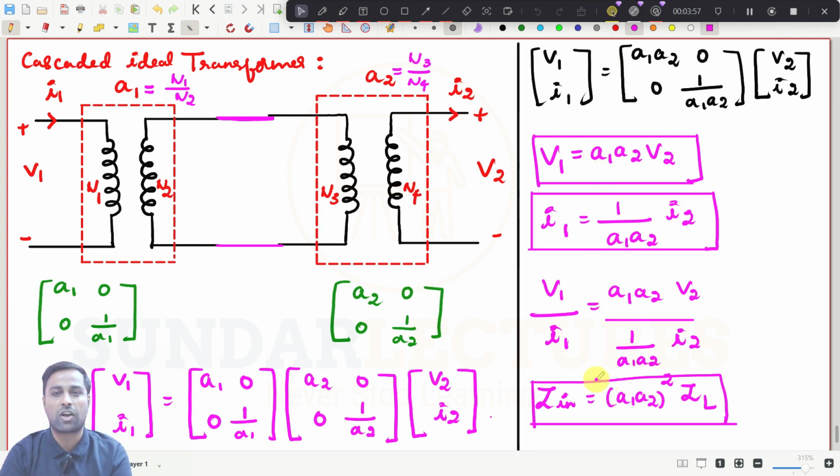Simply, we have got all the answers: what is V1, what is I1, and what is Z input also. We have got everything, right? So it is very simple now. You can put the values here. For example, if they have given you V1 and N1 and N2, and if they have given you the value of V2 and N3 and N4, you can easily find the value of V1 and V2. If they are asking you to find V2, and they have not given it, simply V2 is V1 divided by A1 into A2. That's all. You don't need to go very deep into this.